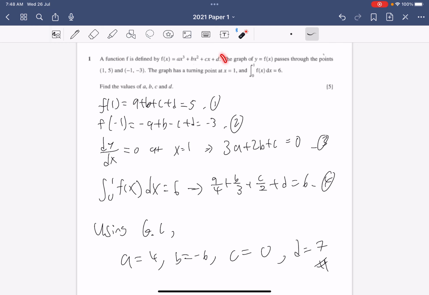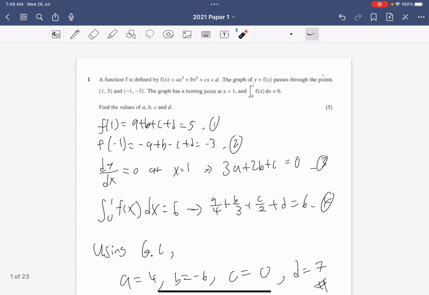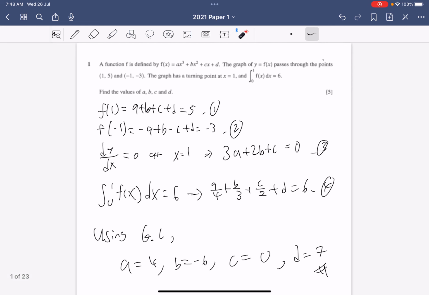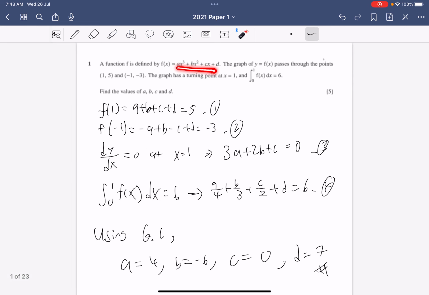Next, we tell you that the turning point is at x equals to 1. So we need to find dy/dx equals to 0 at 1. So you just differentiate this, which is just 3ax squared plus 2bx plus c. Sub in 1, so it's 3a plus 2b plus c. It must equal to 0.